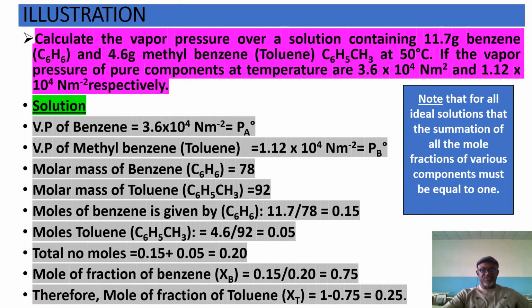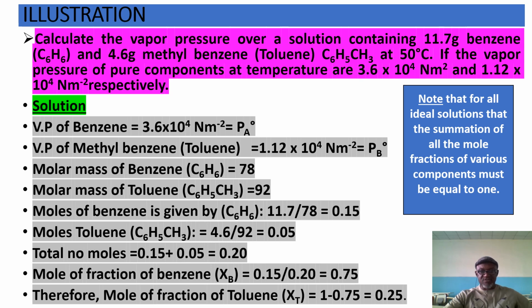Now look at an illustration. We're trying to explain this ideal solution. We'll give an example. Of course, we have done this example in class. We try to solve that, so take your time and just pause the video. Look at the calculation. The vapor pressure of benzene, that's the pure vapor pressure, is given. The vapor pressure of toluene, methyl benzene, is given.